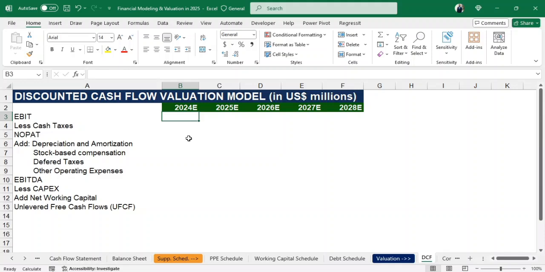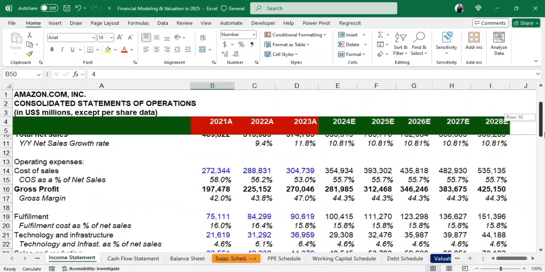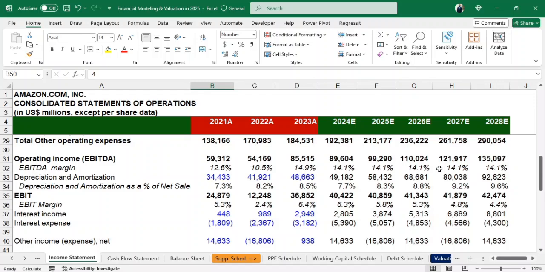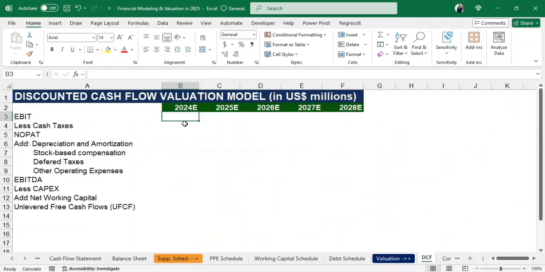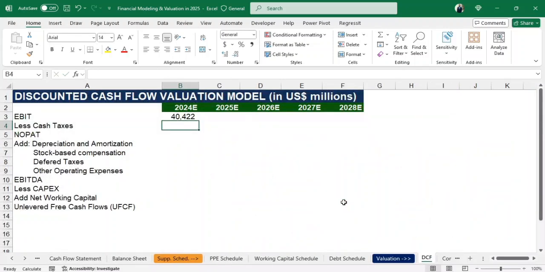So the EBIT, as we already know, can be found within the income statement. When you come to the income statement and scroll down, you have our EBIT, which is earnings before interest and taxes, and that is here. Remember, we are picking only the forecast periods, so I'll pick that of 2024 here. All right, so let me go back and input my sign. I'm going to have equals and income statement here, and pick my EBIT for 2024 and hit enter.